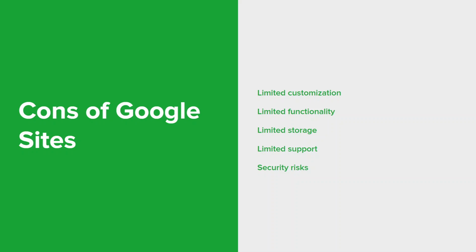Overall, Google Sites is a good option for creating simple websites. However, if you need a website with more customization options, functionality, or storage, then you may want to consider using a different website builder. As mentioned, we have Wix. Wix is a really popular website builder that offers a wide range of customization features. It also has a free plan, but the paid plans only start at about $13 a month.